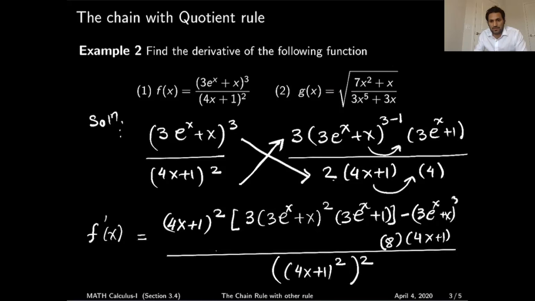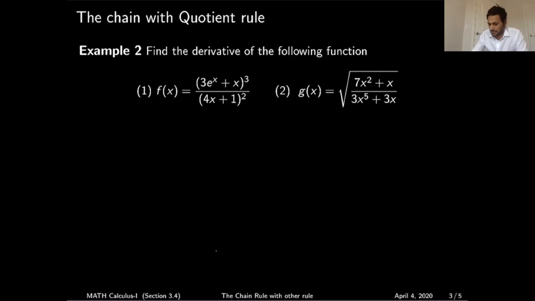So that completes the problem. You can see that we first do the quotient, and then we use basically the chain rule inside of the quotient. Let's do the next problem. In this problem, we have to use the chain first and then quotient.